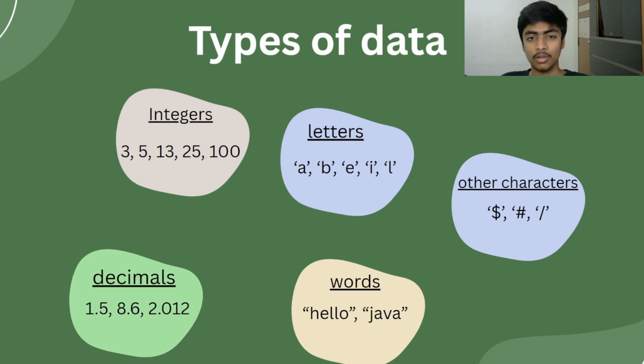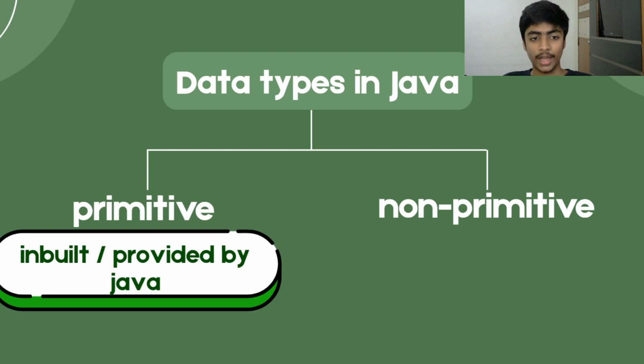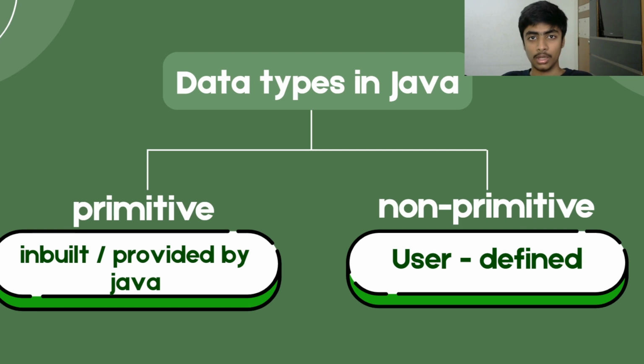In Java, we have two main types of data. We have primitive data types and we have non-primitive data types. And they're really different. Primitive data types are the ones which are inbuilt, and these are provided by the Java programming language. So you can just open your code editor or IDE and you can use your primitive data types because they're already inbuilt. However, our non-primitive data types are user defined, meaning you as the programmer are going to make these non-primitive data types.